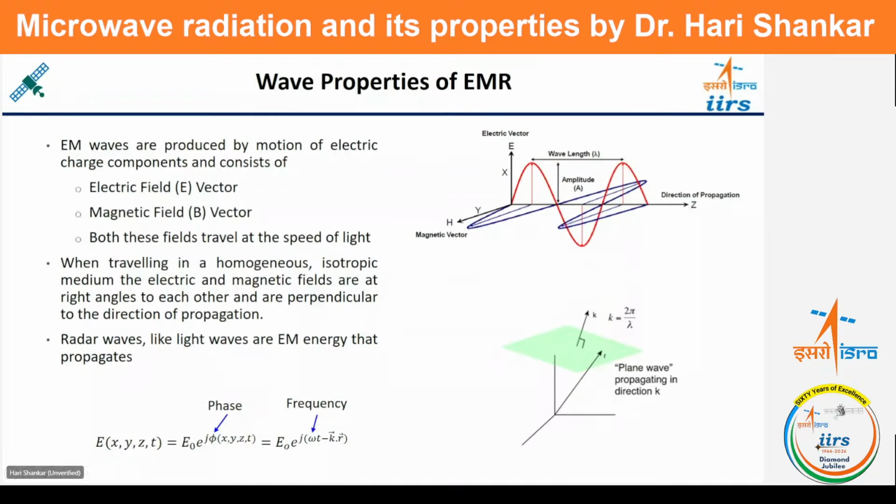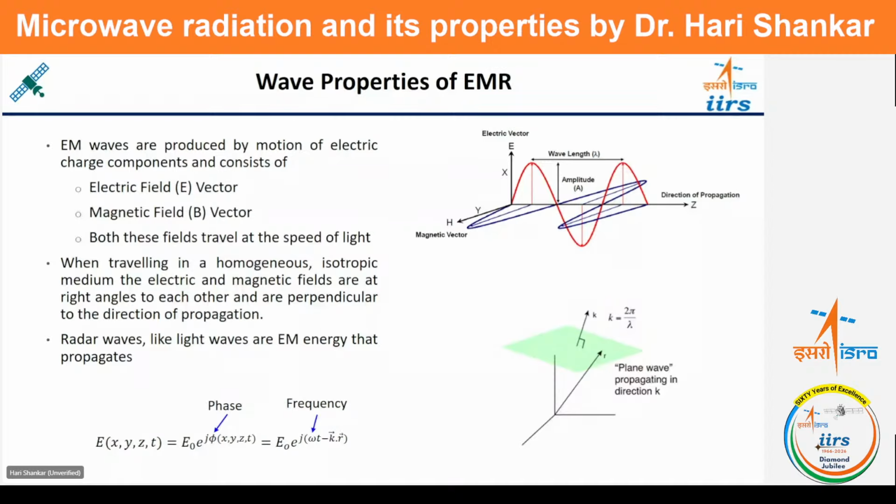If we apply Euler's theorem here, then this expression can be written as E0 cos phi plus j times E0 sin phi. It means the first part, E0 cos phi, becomes the real part of the signal, plus j times E0 sin phi, which becomes the imaginary part. So this electric field vector has a real part plus an imaginary part. So you can say the electric field vector is complex in nature, a complex signal.